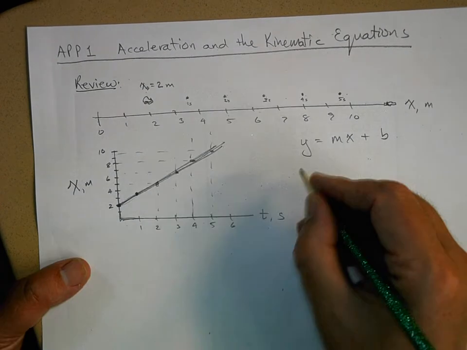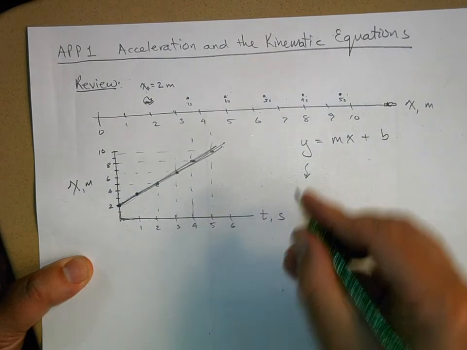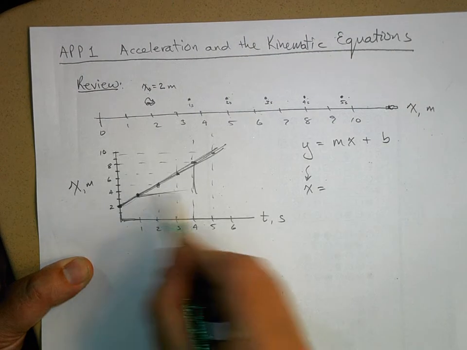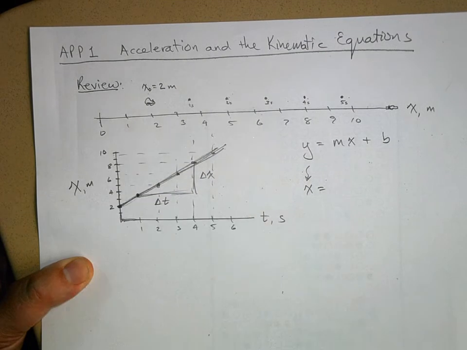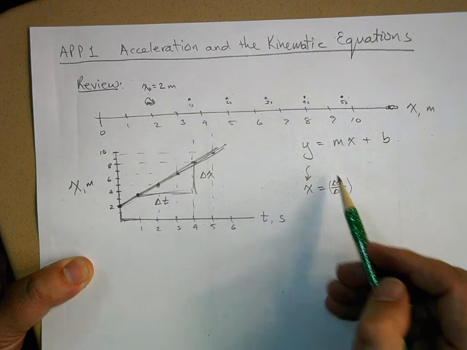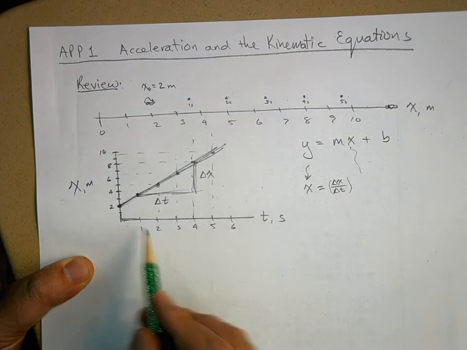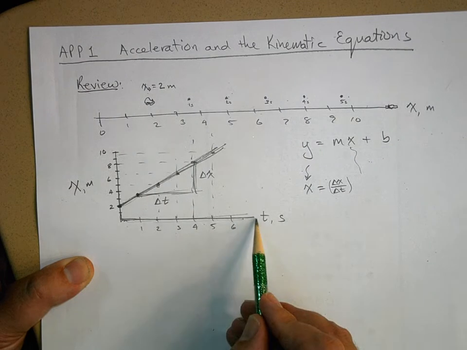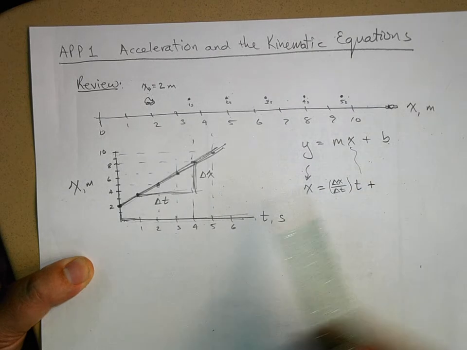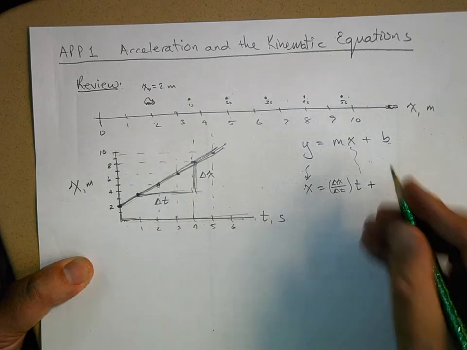So what are we going to do? Well, we're going to make this fit this. And we said, well, what is y? Well, we're actually going to call y x. That's our position. Equals, well, it's the slope of the line. What is the slope of the line? Well, it's delta x over delta t. Rise over the run. And then the horizontal axis, we usually call it x, but in our example here, this is time, t. And then plus, now this is my position on the x-axis when the time is equal to zero. So this is x, so I'm going to call it x naught.